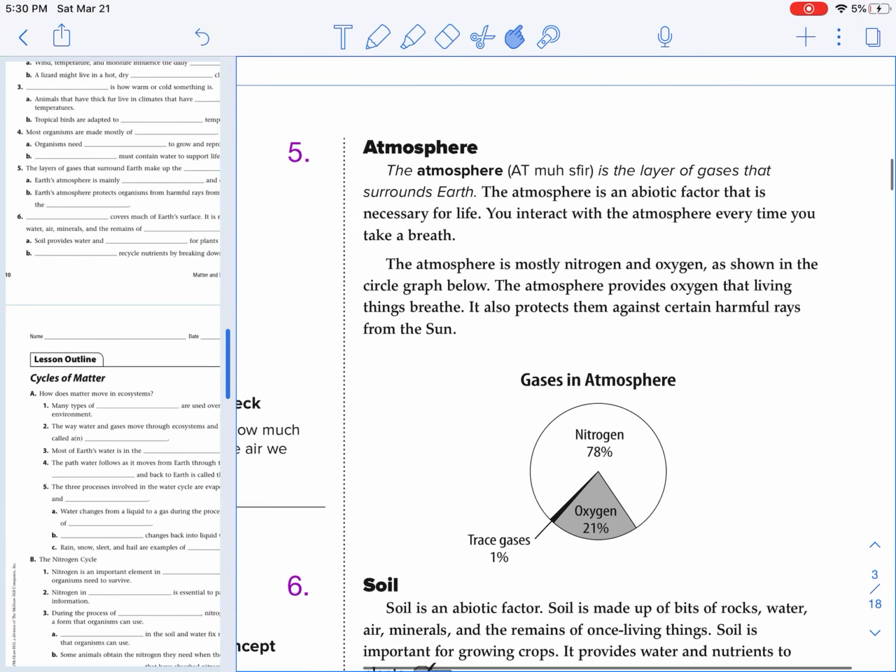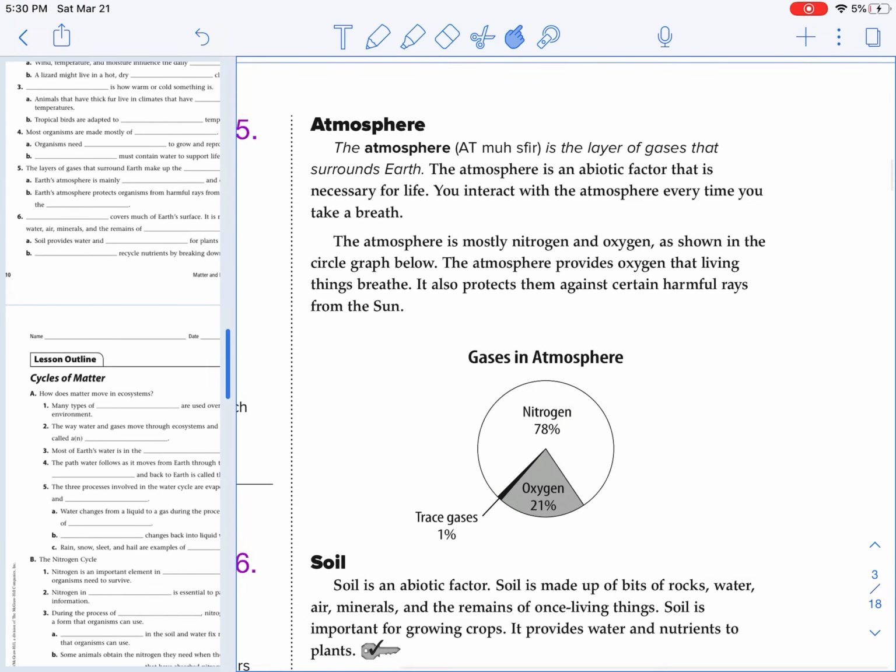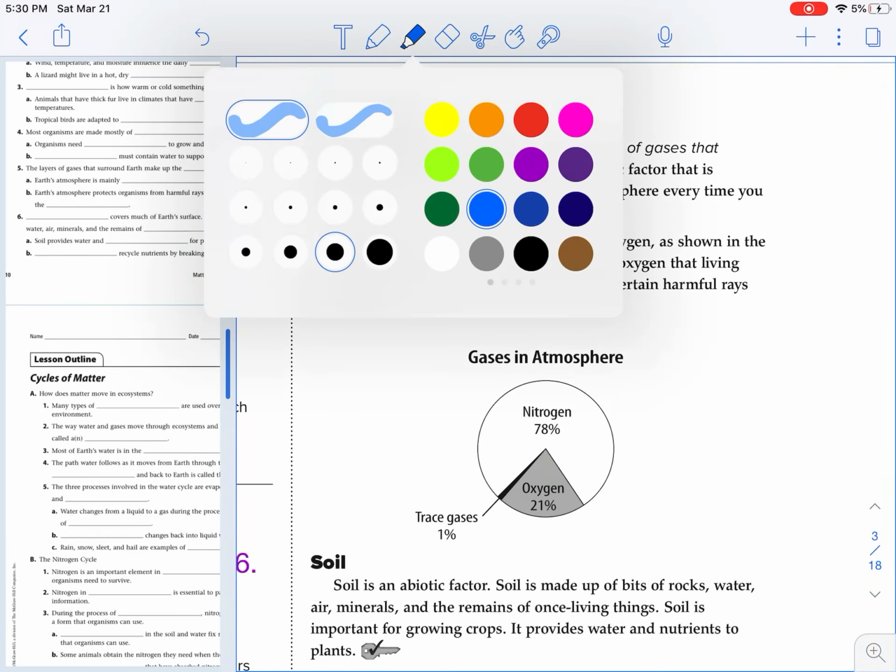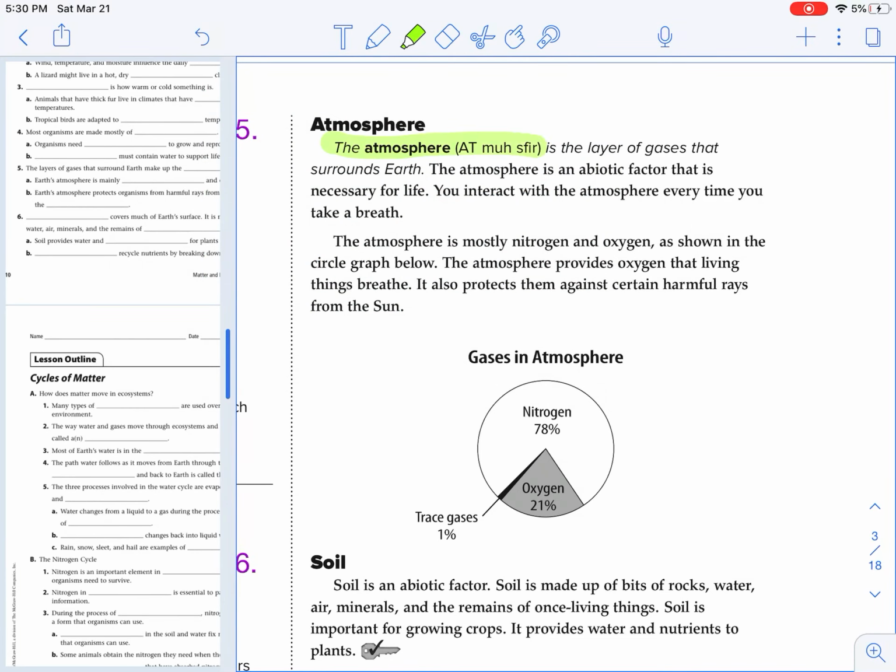Okay, atmosphere. The atmosphere is the layer of gas that surrounds Earth. The atmosphere is an abiotic factor that is necessary for life. You interact with the atmosphere every time you take a breath. Let's mark that. That's important.